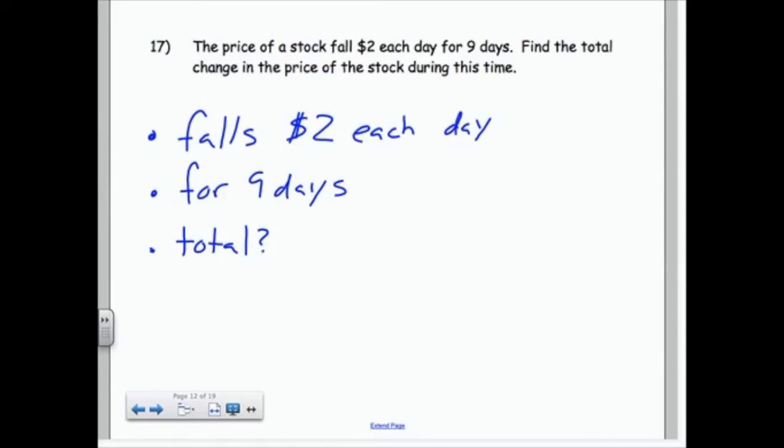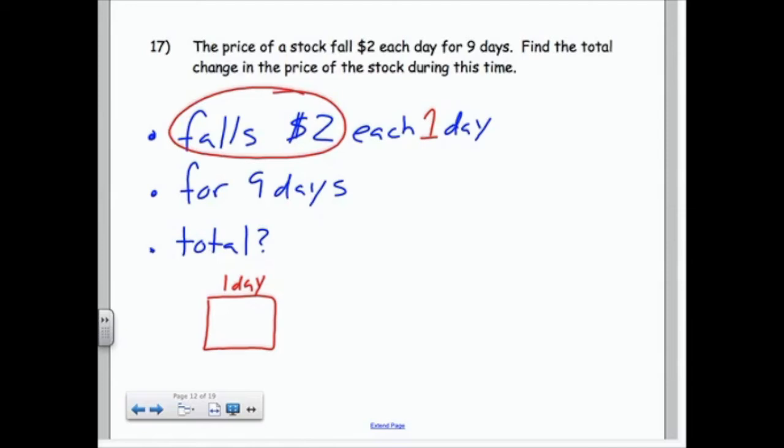It falls $2 each day. So just like per, each also represents 1. So when I say $2 each day, I'm talking about just 1 day. My rectangle will represent 1 day. The number I put inside that rectangle, well, it falls $2. So a lot of you are going to put 2 there, but think about it. Falls, right, down, so it's really negative 2.